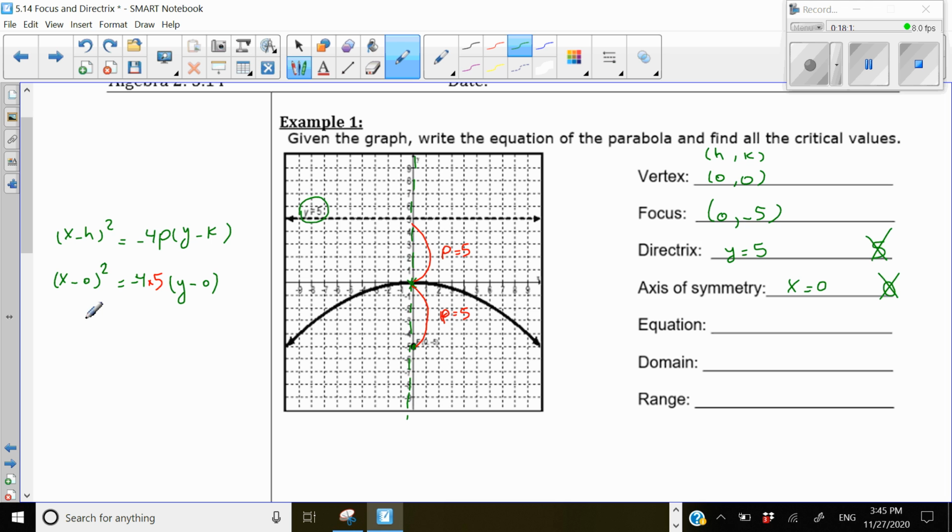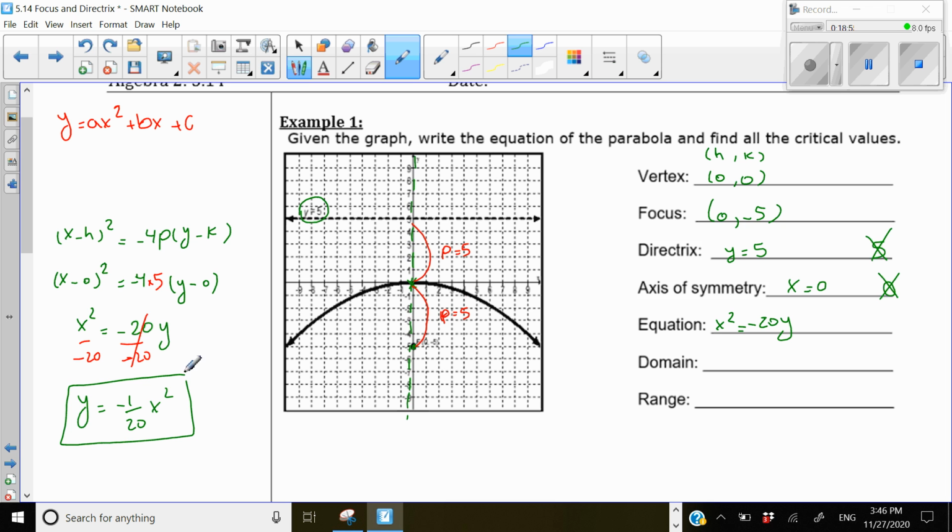X minus 0 squared is x squared. -4 times 5 is 20, and this will be y. So this is my equation. Now I'm going to write that in the standard form. We know that standard form is like y equal to ax squared plus bx plus c. So we have y equal to something. I'm going to divide both sides by -20 here in order to have the y by itself. So it's going to be y equal to -1/20 times x squared. So that's the equation in the standard form.